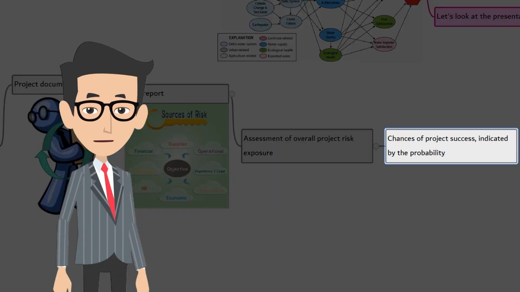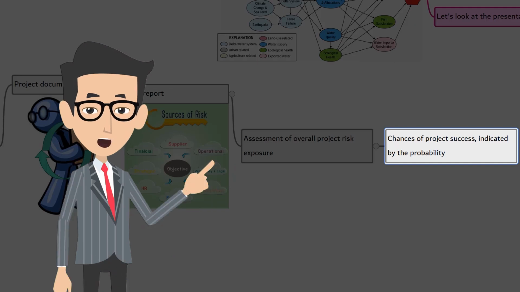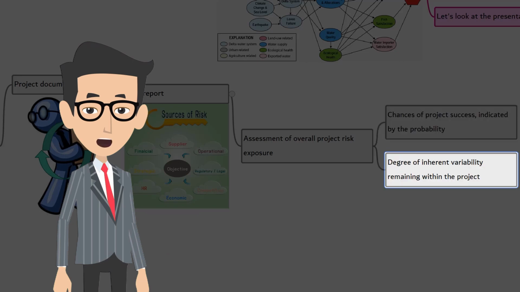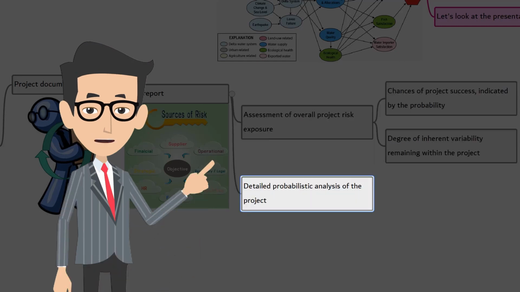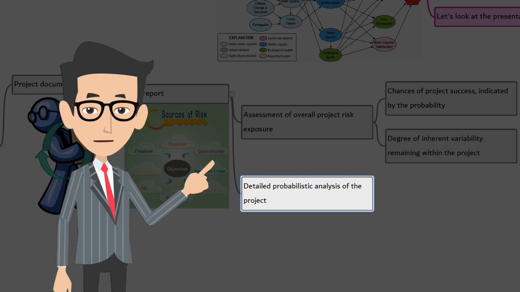Let's talk about the first one. Chance of project success is indicated by the probability that the project will achieve its key objective. Example, required end date or interim milestones, required cost targets, etc. Second one, degree of inherent variability remaining within the project at the time the analysis was conducted, indicated by the range of possible project outcomes. The key outputs from quantitative risk analysis are presented, such as the S-curves, tornado diagrams, and criticality analysis.